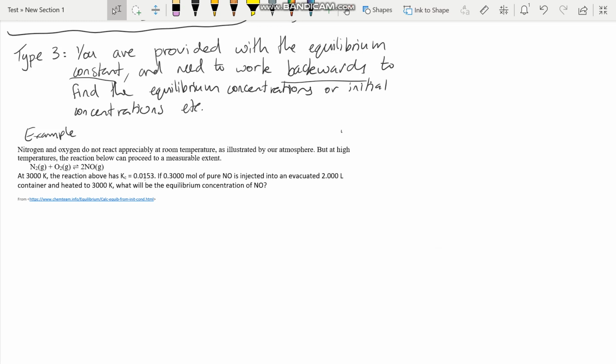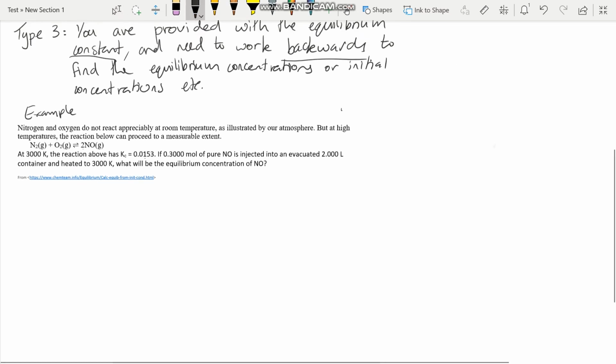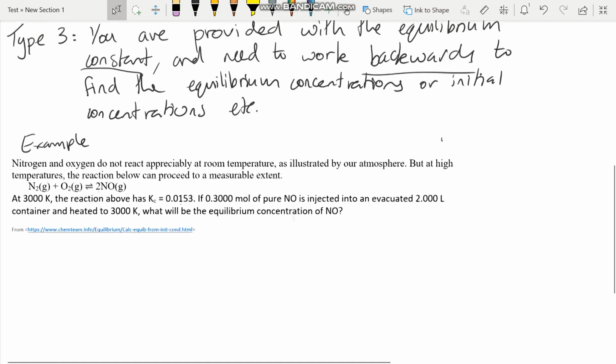Don't mind that noise, that's just me smacking my pen to try and get it to work. Okay, so let's have a look at how we solve this type of question.